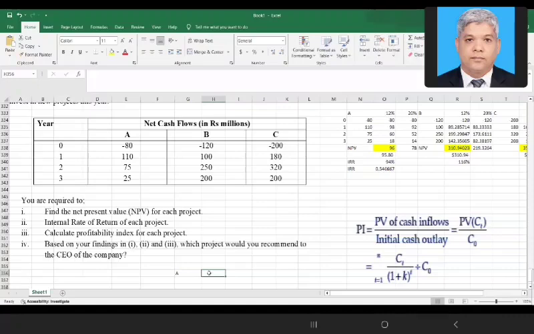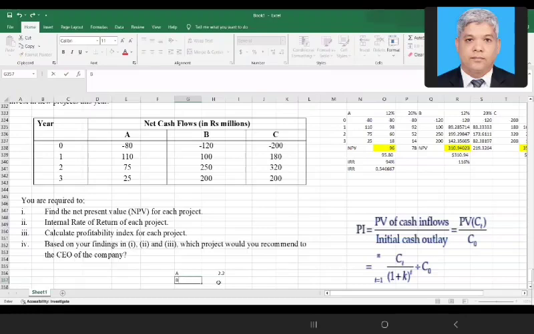The present value of cash inflow at 12 percent is 176, divided by 80, the initial cash outlay. So in the case of project A, the profitability index is going to be 2.2.